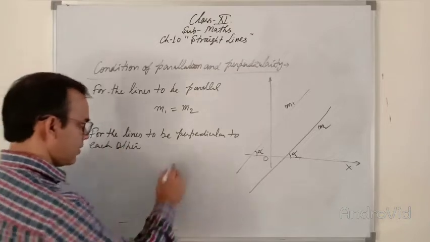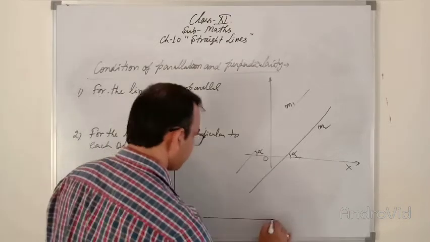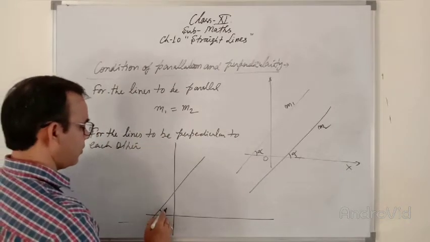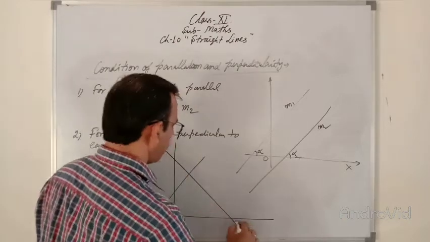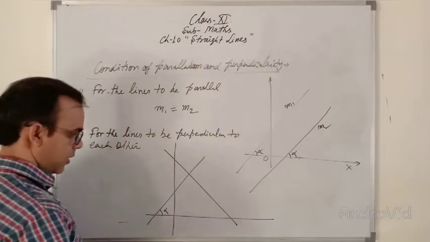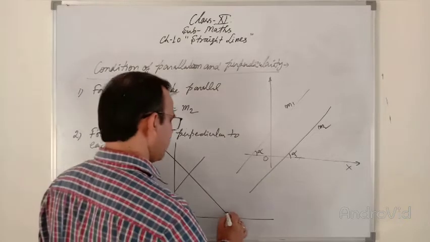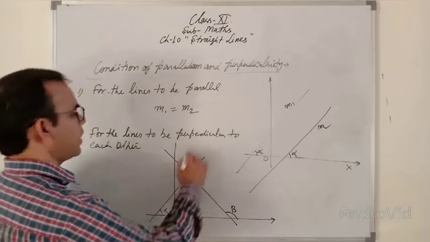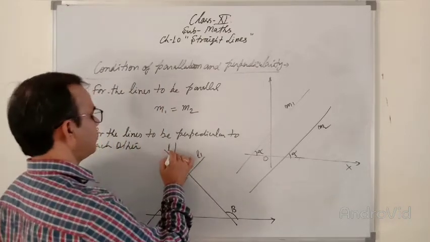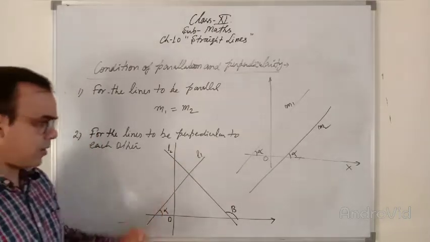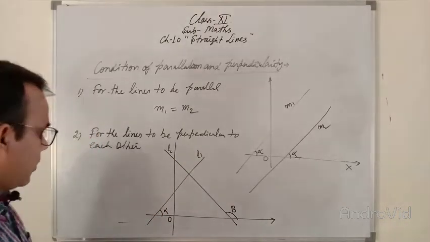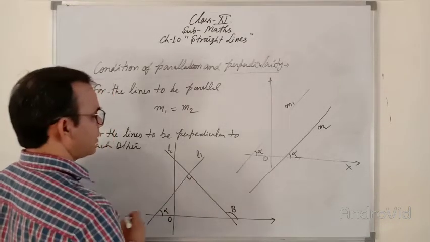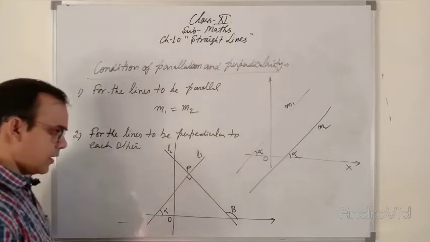Now let's consider the case when the two lines are perpendicular to each other. Suppose that this is the line making the angle alpha and another line that is perpendicular to this, and it is making an angle beta with the positive direction of the x-axis. This is the line L1 and this is the line L2, having the slopes m1 and m2. Now since these two lines are perpendicular to each other, this angle is 90 degrees.